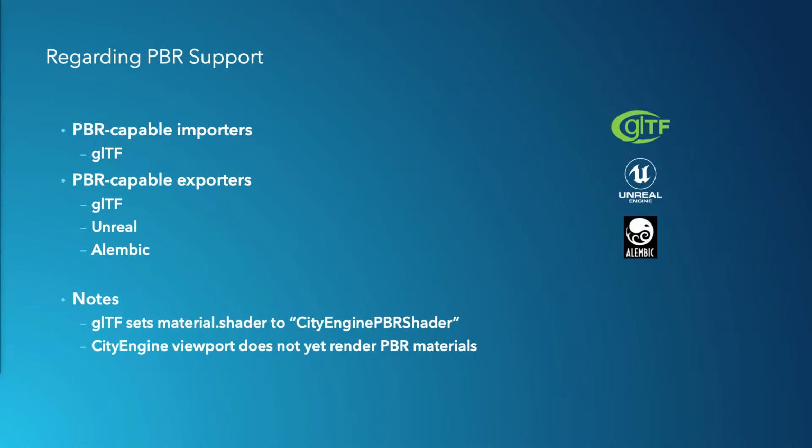And maybe just a small note for the advanced CGA coders in the audience. We now set the material shader to a new value when we read GLTFs. So then you already know that you have PBR attributes and you can work with them. Unfortunately, the viewport does not yet show these attributes. There are ongoing discussions about how we do this best and what's actually needed.